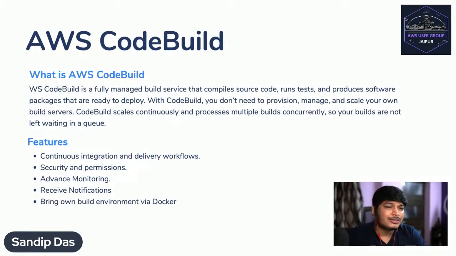Now, going by the definition, it compiles the source code, runs the tests, and produces software packages that are ready to deploy. This is a very important point. It produces software packages that are ready to deploy. So the ultimate goal of CodeBuild is to make an output, or artifact. We call it an artifact when you are going from one process to another, say from CodeCommit to CodeBuild, or from CodeBuild going to CodeDeploy. You are sending one zip package or some kind of package. We call that an artifact. So artifact generation is actually the job of CodeBuild, which is ultimately runnable code.